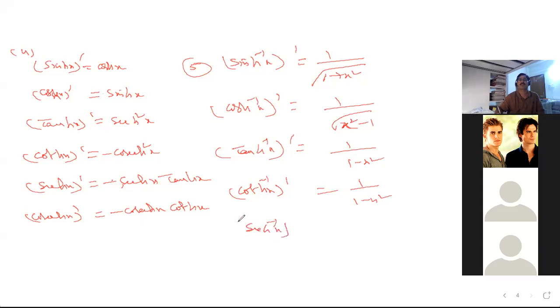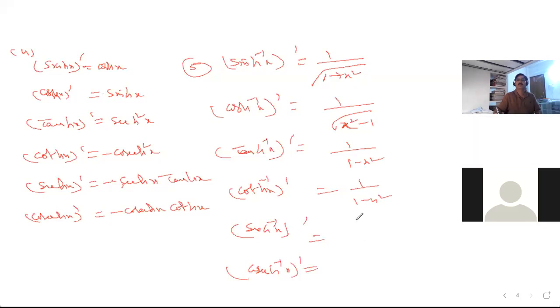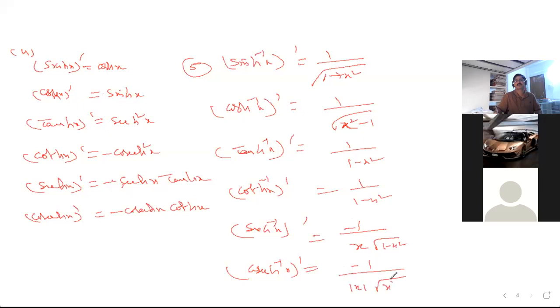Secant h inverse x dash and cosecant h inverse x dash. Anybody have any idea about this, guys? Root 1 minus x square, 1 by, tell me once again. Mod x. Okay, under root 1 minus x square, but minus. Okay, minus 1 by... What will this be? 1 plus x, it is the opposite. It will be like this, and this one like that.